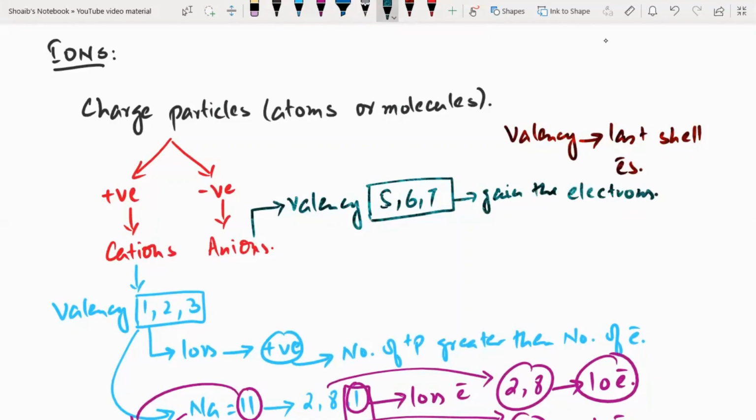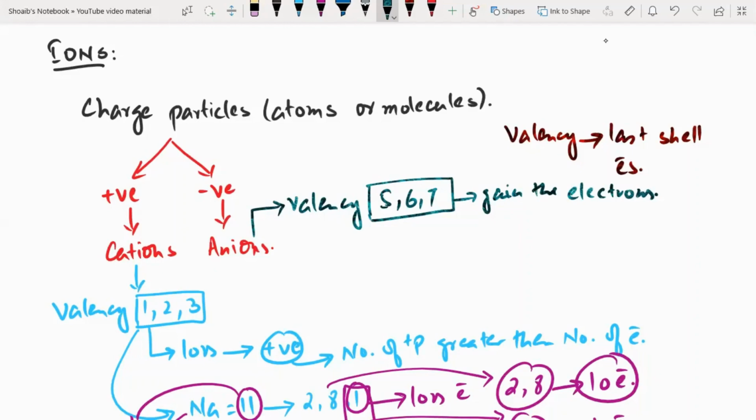The electrostatic force or attraction of the nucleus for the valency of 5, 6, 7 elements is more as compared to the electrostatic force or attraction of the nucleus of valency 1, 2, 3. So the 1, 2, 3 elements' electrostatic force or attraction is weaker. That's why they lose their electrons. And the 5, 6, 7 elements have a stronger force or attraction of the nucleus. So they hold their valence electrons and they apply force on the other elements to lose their electrons.